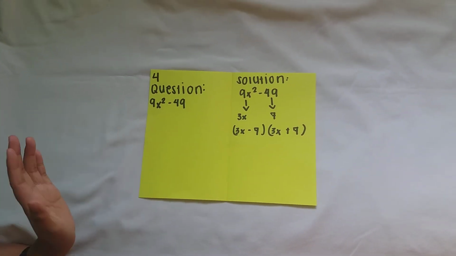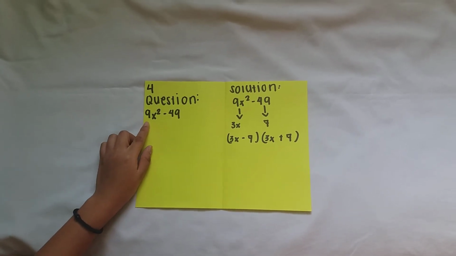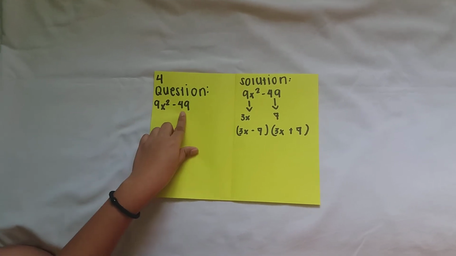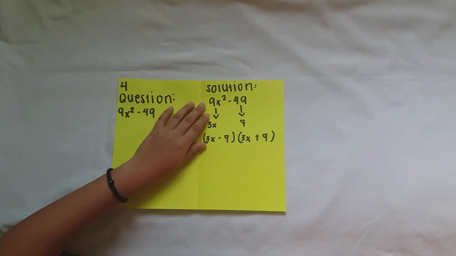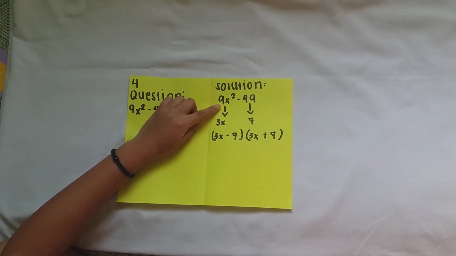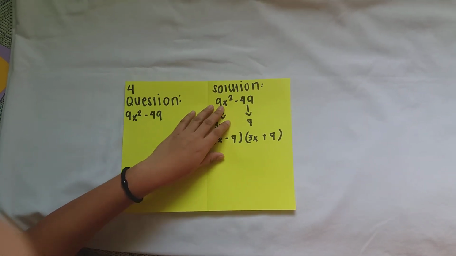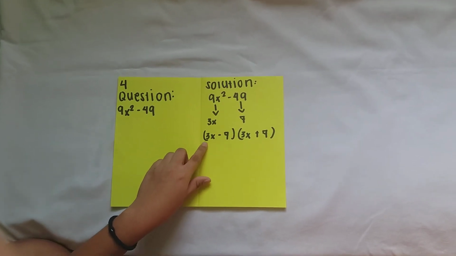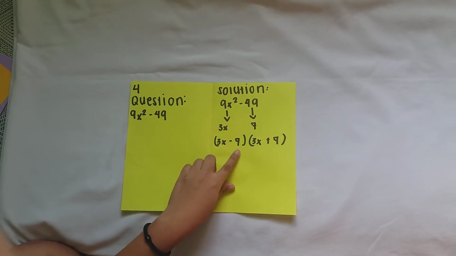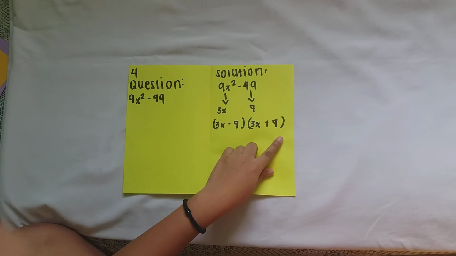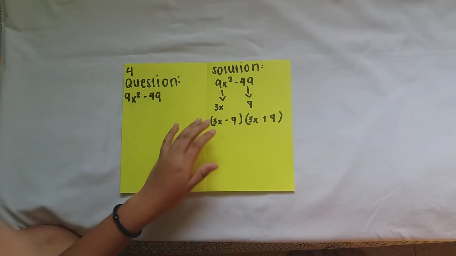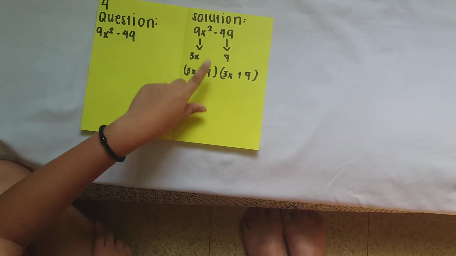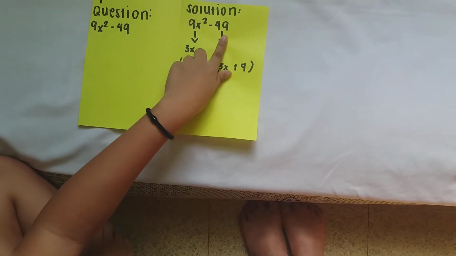This one has numbers. This one is 9x squared minus 49. First we get the square root of 9x squared, which is 3x, and the square root of 49, which is 7. So 3x minus 7, 3x plus 7. Checking, 3x times 3x is 9x squared, and 7 times 7 is equal to 49.